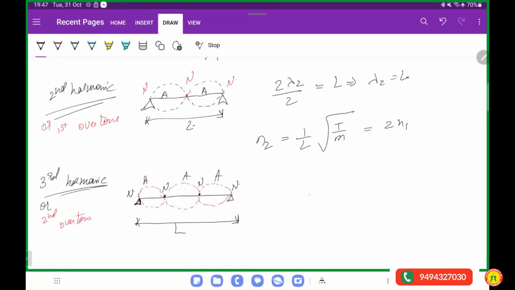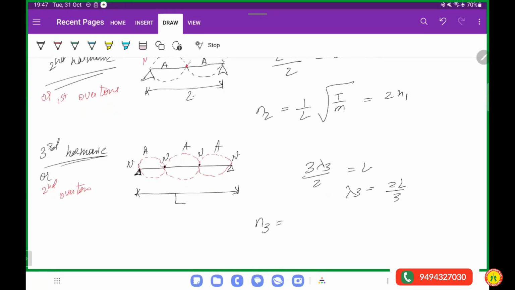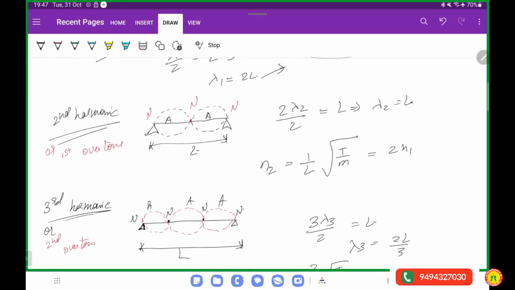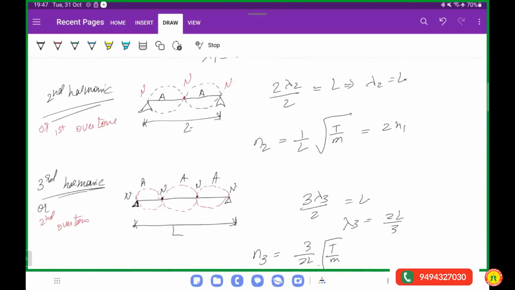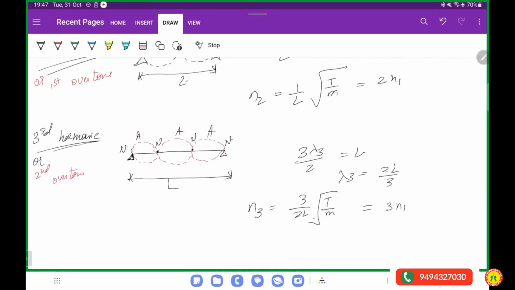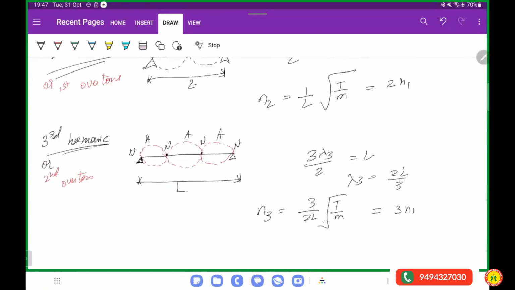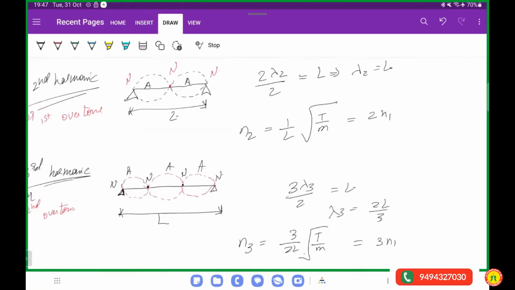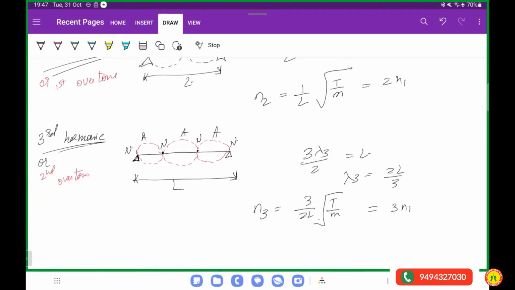So for the third harmonic, 3 lambda 3 by 2 equals L. So lambda 3 equals 2L by 3. So frequency will become 3 by 2L under root T by M. So what is the difference here? 3 times, it will become 3 n1. So here n1, 2n1, 3n1, and so on.